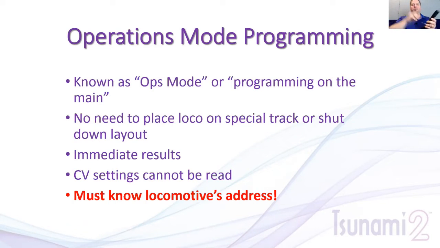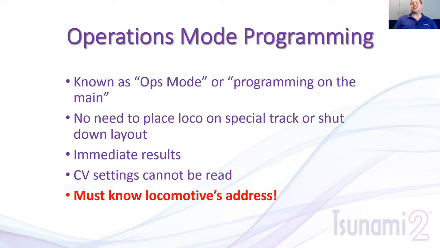In our mind, we think we're programming CV51, but in reality, we're actually programming CV1. CV1 is where the short address is stored. So then I type in my number, and I hit the enter button, and I've just changed the address on my decoder. Unbeknownst to me, I was trying to change a lighting effect. Why did I lose control of my decoder?